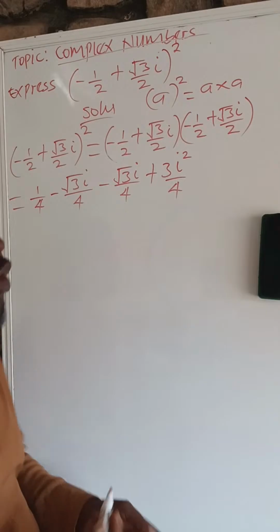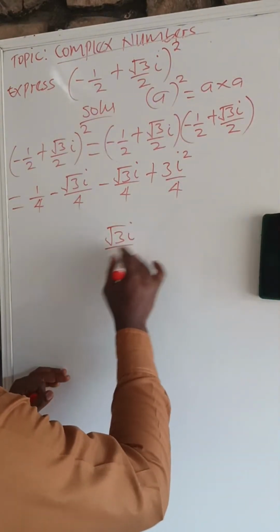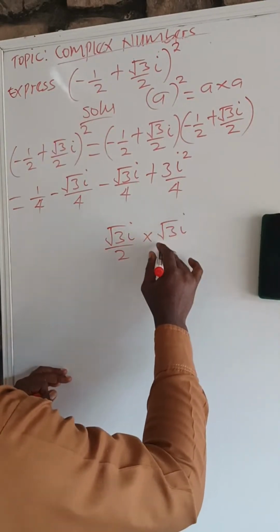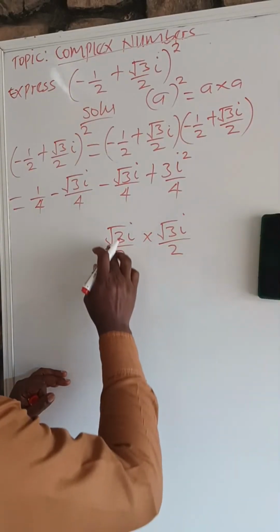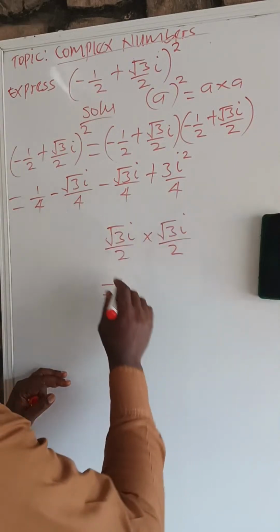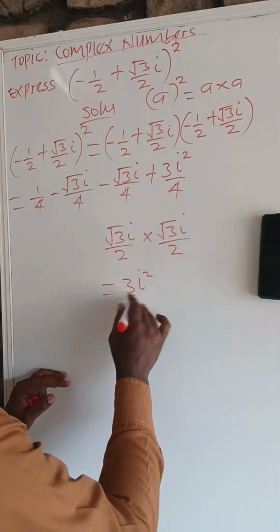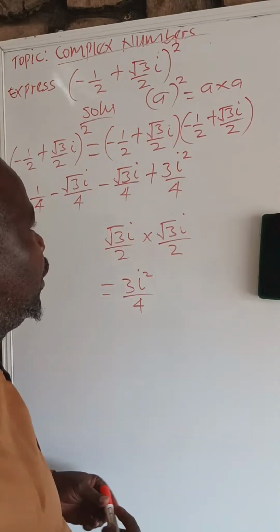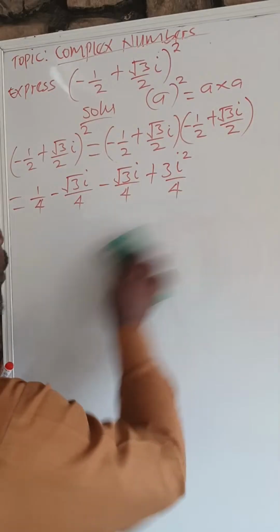Yeah, I know some of you ask if we have square root of 3 all over 2 times square root of 3i all over 2. Note that square root of 3 times square root of 3 is always 3. Then I times I is going to give you I squared. Then all over 2 times 2, 4. Please take note. Is that clear? Take note.